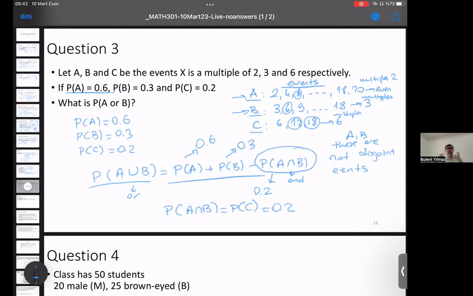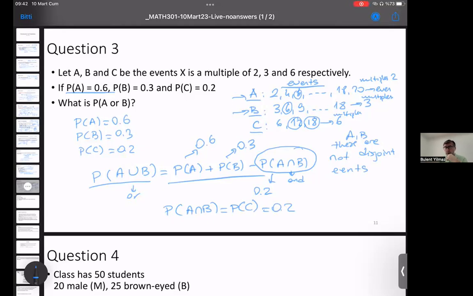So obtaining a multiple of 6 is the intersection, kesişim, of the events of obtaining multiples of 2 and multiples of 3, right? Everybody got the idea here, right, guys?